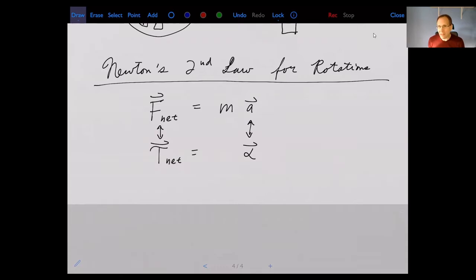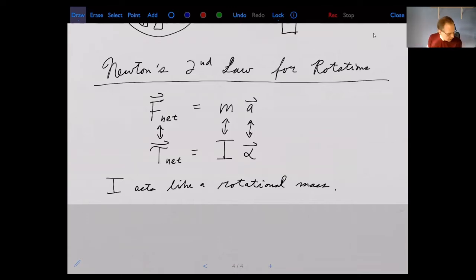So you might imagine there's something analogous to mass, but for rotations, and there is, and it is the moment of inertia. So I is analogous to mass. So you can think of I as like a rotational mass. I acts like a rotational mass. Whereas mass resists changes in linear motion, right? If you have a larger mass, it's harder to accelerate the object. A larger I is going to resist changes in angular motion, right? So if you have a larger I, it's harder to angularly accelerate. It's harder to rotate an object if you have a larger I. So it resists changes in angular motion.